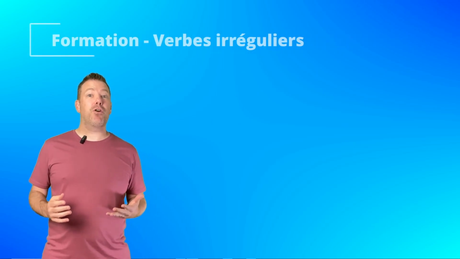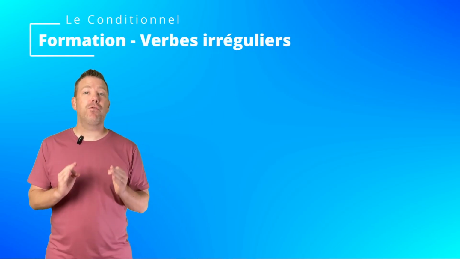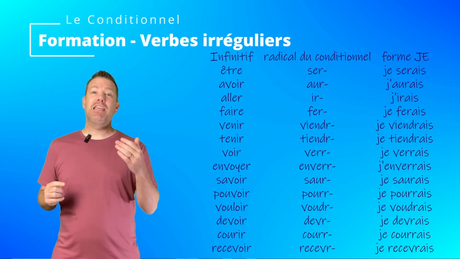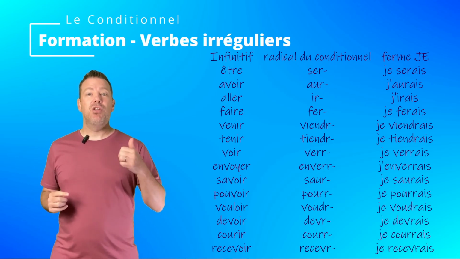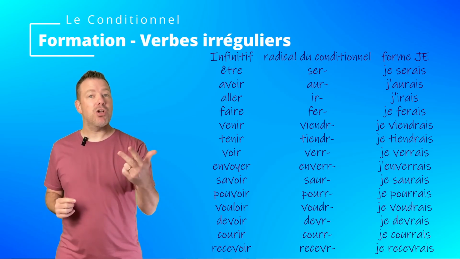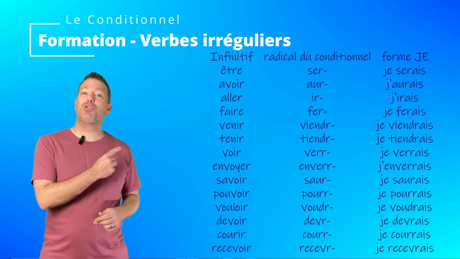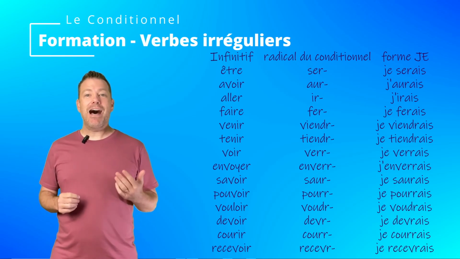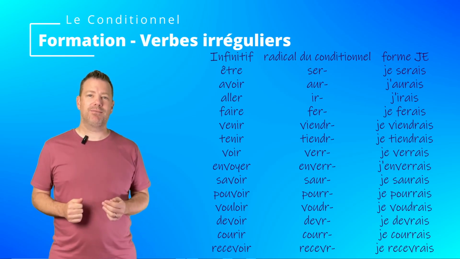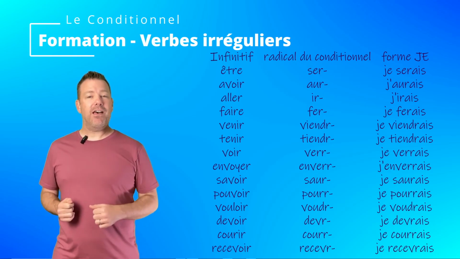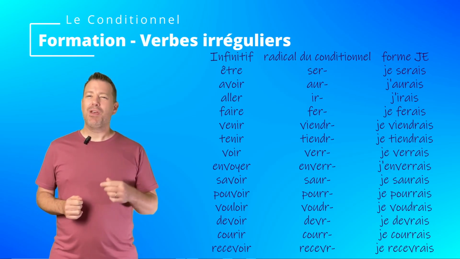The irregular verbs are the same as for the future simple. As a reminder, here they are. I give you the infinitive forms, the conditional stem, and the conjugation of the je form. Être, je serais. Avoir, j'aurais. Aller, j'irais. Faire, je ferais.